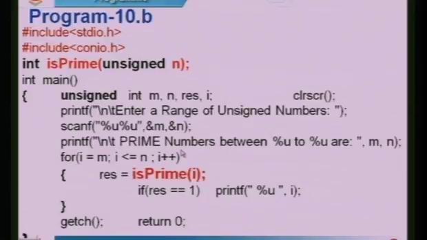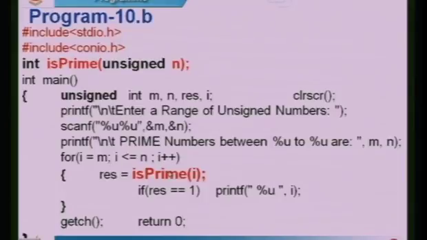So here, if I give the range as 1 to 100, then the first printf will display prime numbers between 1 to 100 are. Now in the loop what I am going to do is, i is equal to m, i less than or equal to n, i plus plus. If the m value is 1 and the n value is 100, then i is equal to 1, i less than or equal to 100, i plus plus.